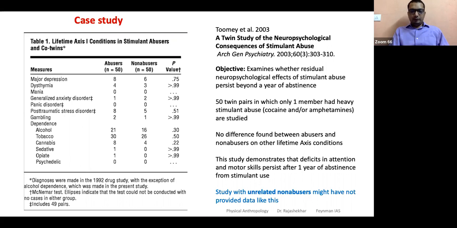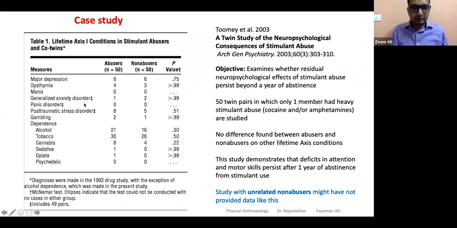So see what they found out. 50 twin pairs in which only one member had heavy stimulant abuse, either cocaine or other products like amphetamines, are studied here. No difference was found between abusers and non-abusers on their lifetime axis conditions. Several conditions were seen here, like depression, anxiety, panic, post-traumatic stress disorder, gambling, or dependence on alcohol, tobacco, cannabis, opioids. All this behavior was checked in abusers, non-abusers, and their co-twins.